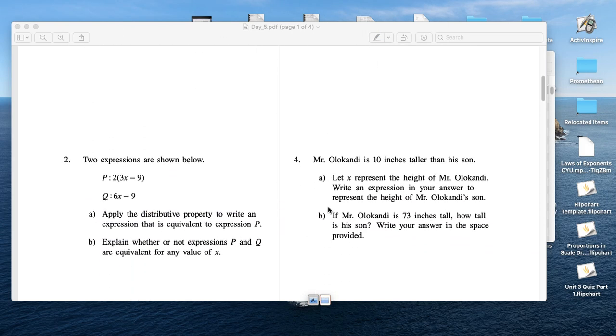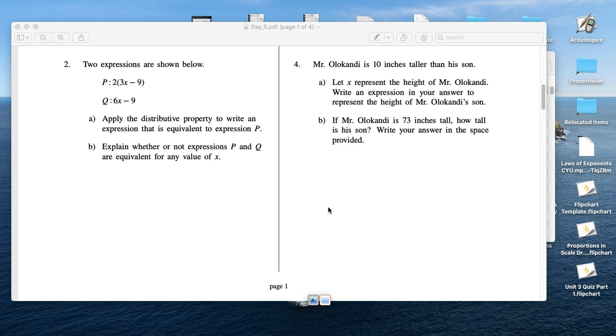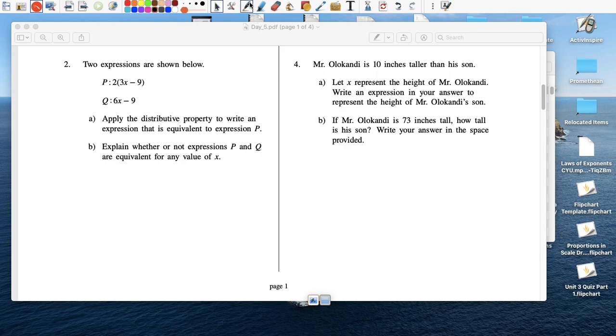4. Mr. Olakandi is 10 inches taller than his son. Let x represent the height of Mr. Olakandi. So Mr. Olakandi is x. Write an expression in your answer to represent the height of Mr. Olakandi's son. So if Mr. Olakandi is x, right?